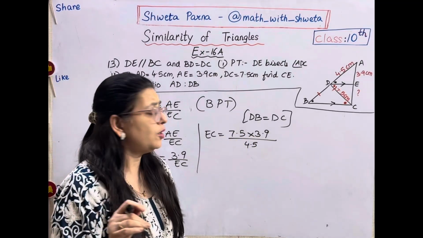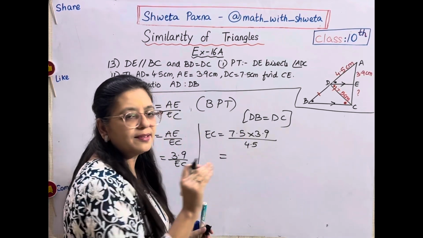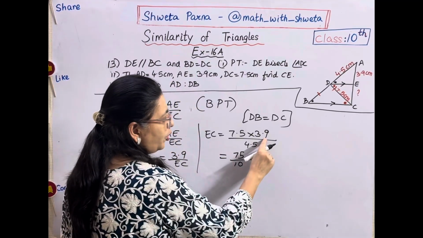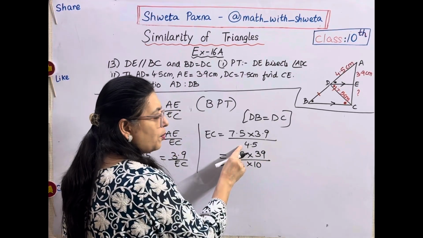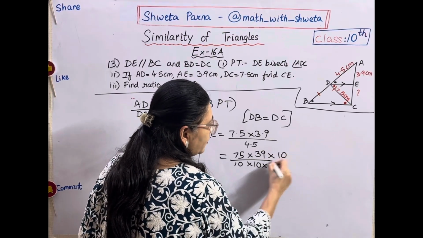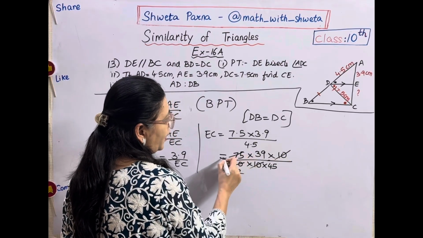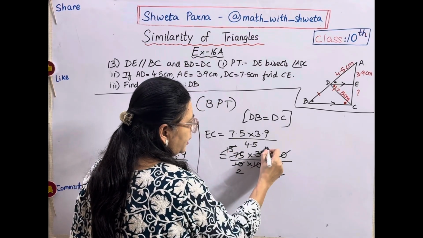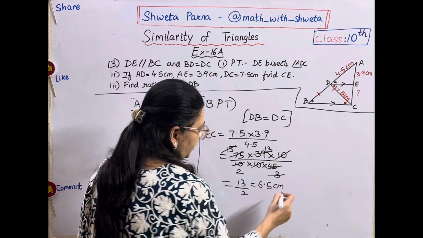Generally kids, I have seen students, whenever you have a decimal you make mistakes. See, I'll tell you the trick. How do you write 7.5 in fraction? 75 upon 10. Correct? How do you write 3.9 in fraction? 39 upon 10. How do you write 4.5 in fraction? 45 upon 10. Like this. This and this got cancelled. 5 fives are 25, 5 twos are 10, 5 ones are 5, 5 threes are 15, 3 thirteens are 39. So 13 divided by 2, it is 6.5 centimeter.